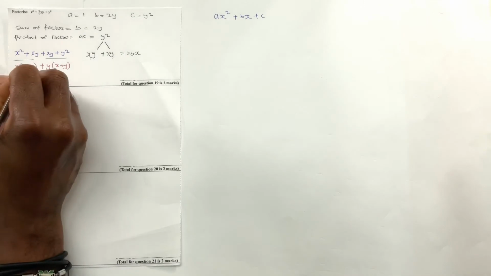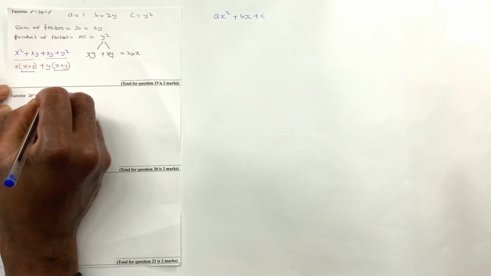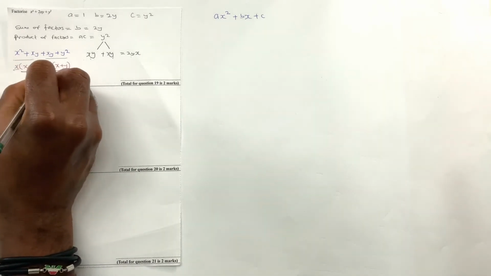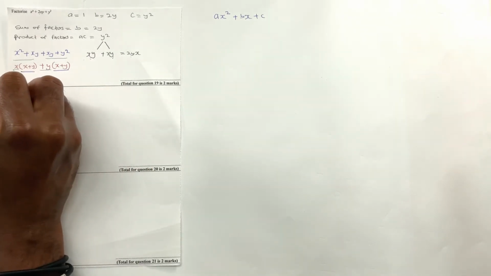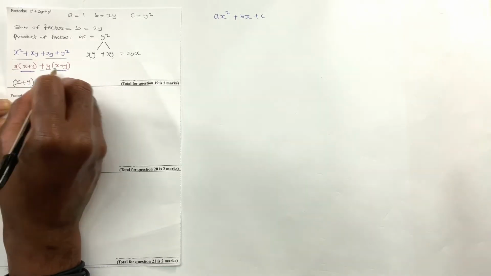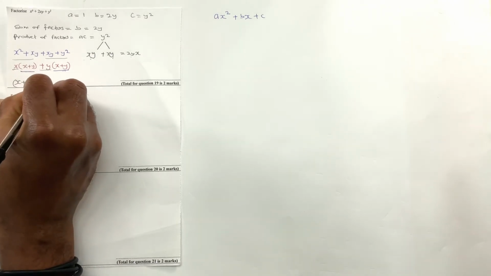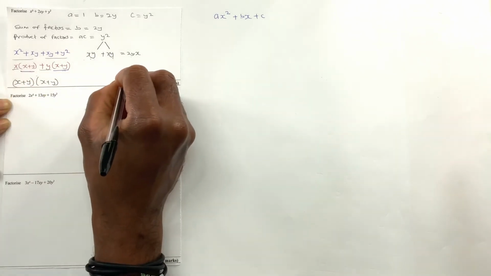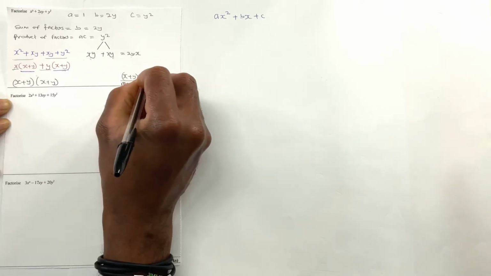So I can now see that x plus y is a factor, x plus y is another factor. And what do I have left? X plus y. So the solution, or the factors, is going to be x plus y, the blue line here, which is common, and what's left is x plus y. And so the factors are x plus y, x plus y.